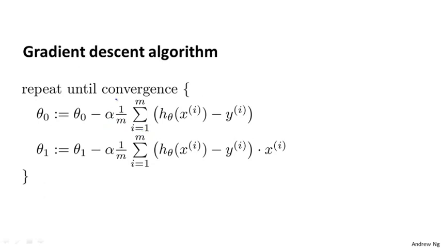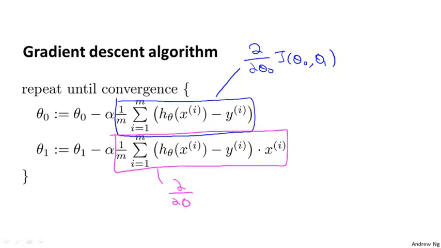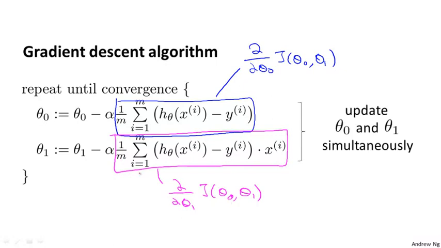This first term here is, of course, just the partial derivative with respect to theta 0 that we worked out on the previous slide. And this second term here is just the partial derivative with respect to theta 1 that we worked out on the previous slide. And just as a quick reminder, when implementing gradient descent, there's this detail that you should implement it so that you update theta 0 and theta 1 simultaneously.